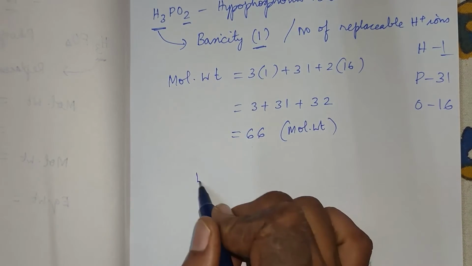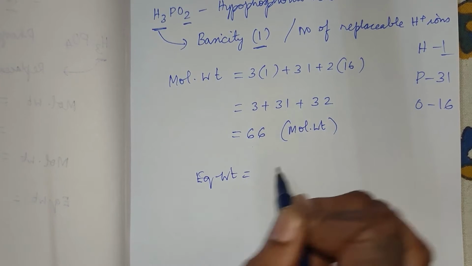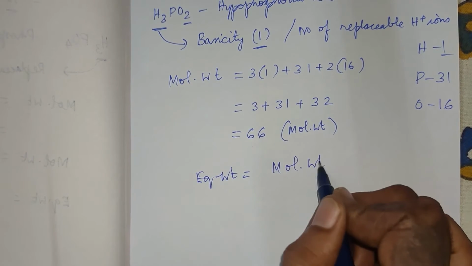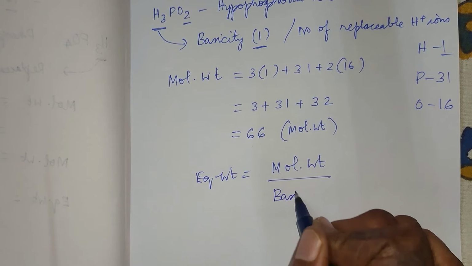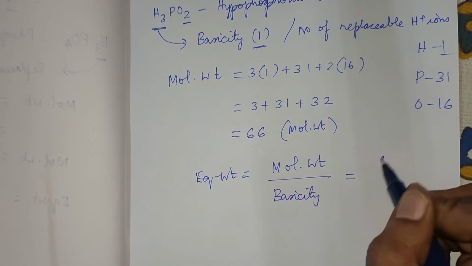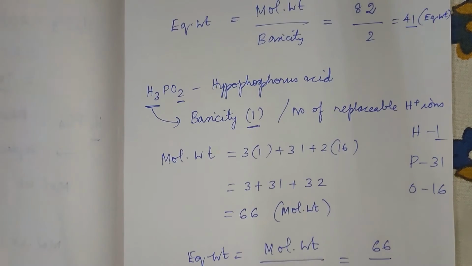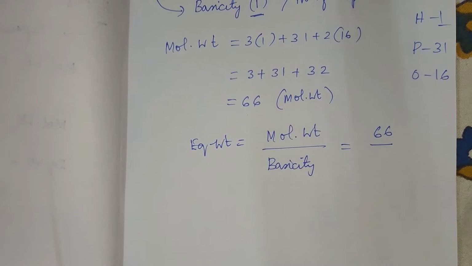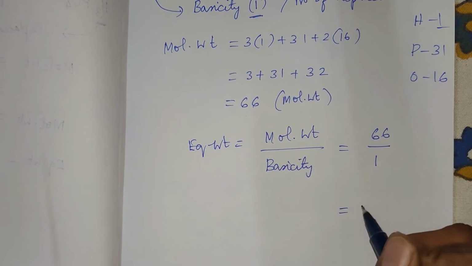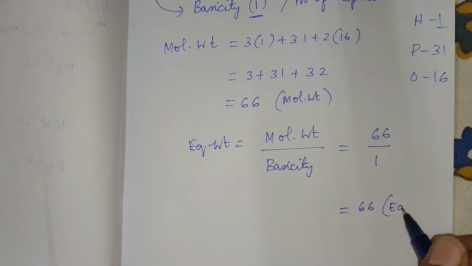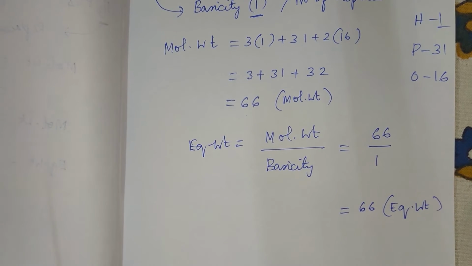Now what is the equivalent weight? Equivalent weight is equal to molecular weight divided by its basicity. The molecular weight is 66. Basicity is going to be 1. So 66 divided by 1, which is equal to 66. So in this case also the equivalent weight and molecular weight are the same.